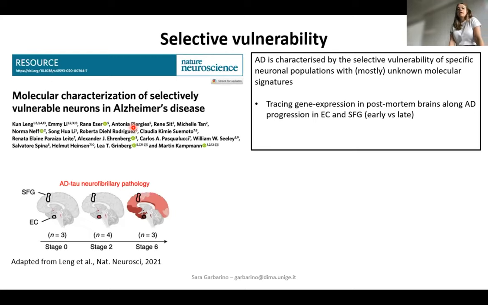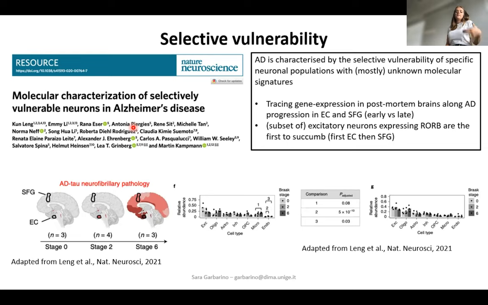I'm not gonna go into details of that, but I will mention this recent paper, which came out last year. Essentially, the authors here trace the gene expression in postmortem brains along the tau pathology in Alzheimer's disease brains. In both entorhinal cortex and the superior frontal gyrus, which are regions that are typically involved in early and late stage tau pathologies. And they found that there was a subset of excitatory neurons, which expressed a specific transcription factor, that were the first to succumb, first in the entorhinal cortex and then in the superior frontal gyrus. And this, following the progression of tau pathology, somehow provided a molecular characterization of these selectively vulnerable neurons in Alzheimer's disease. I think it was a quite interesting paper on the topic.